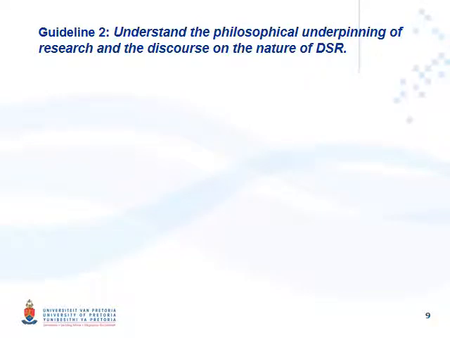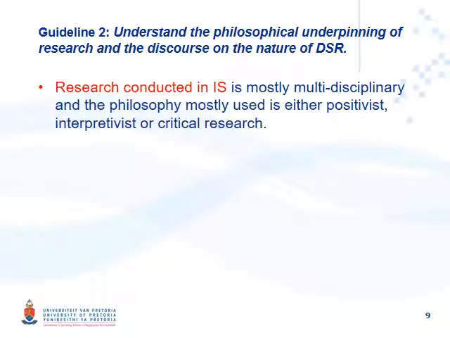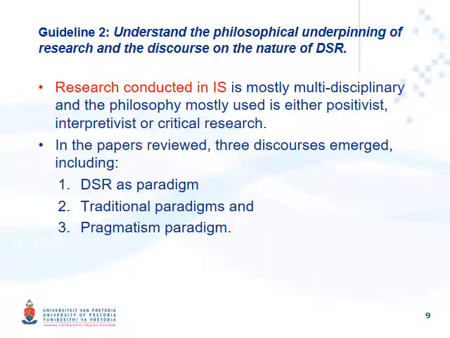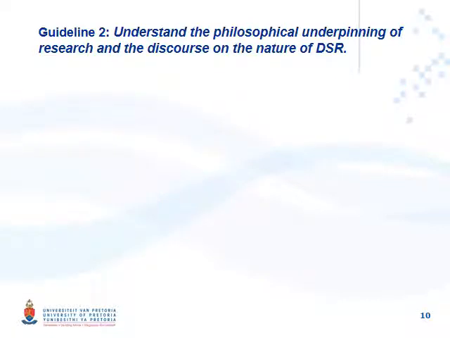So now we're going to look at the second guideline, where we talk about the understanding of the philosophical underpinning of research and the discourse on the nature of design science research. In IS, research conducted is mostly multidisciplinary, and the philosophies mostly used are either positivist, interpretivist, or critical research. In the papers reviewed, three discourses emerge: design science research as a paradigm, traditional paradigms, and pragmatism as a paradigm. So in the following three slides, I'm going to look at the different ways that the philosophies were used and viewed by different people.